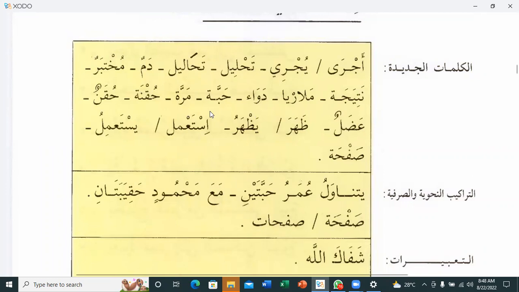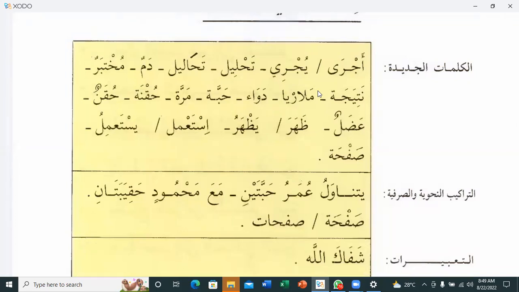Habba. It means seeds, right? Pills, tablets. Yes. In this chapter, how do you spell for pill? Marratun, like marathon ukhra, again, another time. In this chapter, this is used for time. Like arbaatul marra, the fourth time. Huknatun, injection, huknun, injections. Adalun, what is adalun? Muscle. Zahara, to appear, yazharu, appears. Istamal, to use, yastamilu, using. And safha, page.